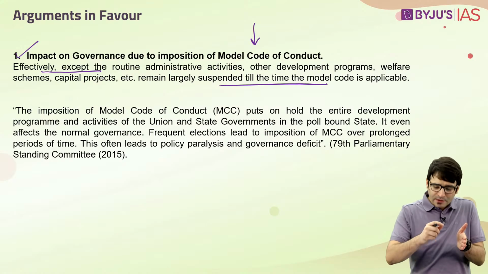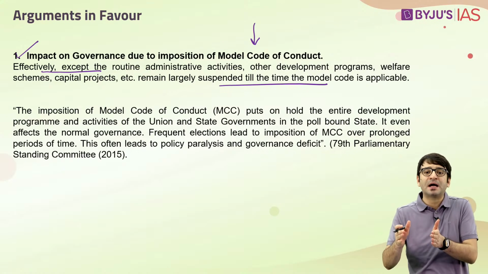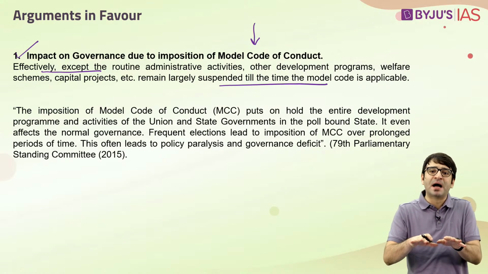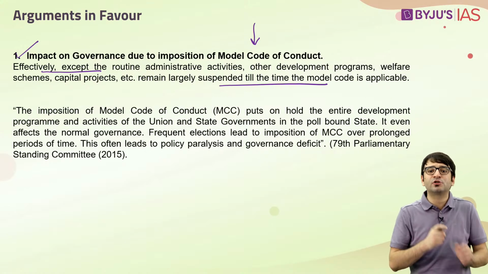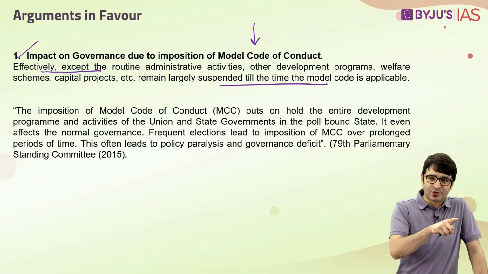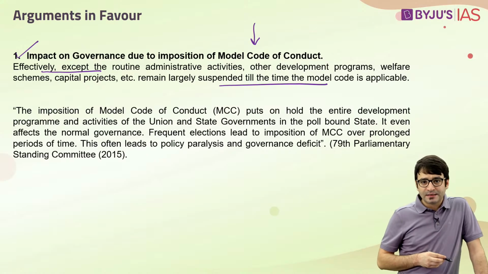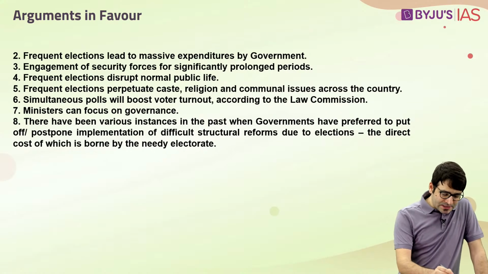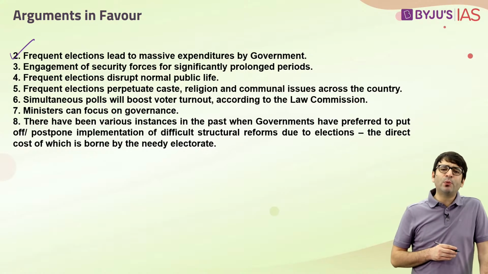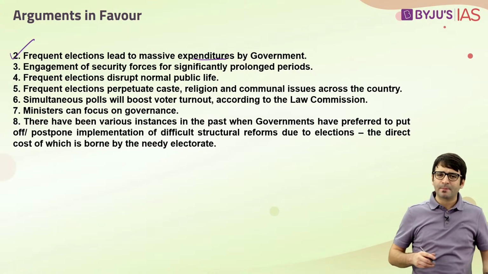Frequent elections, frequent imposition of the model code of conduct, and it has an impact on the governance, it has an impact on the general population of this country as well. That is why let's go back to simultaneous elections so that, because of the model code of conduct, this policy paralysis, this impact on governance is taken care of. That's reason number one. Reason number two, frequent elections lead to massive expenditures by government.